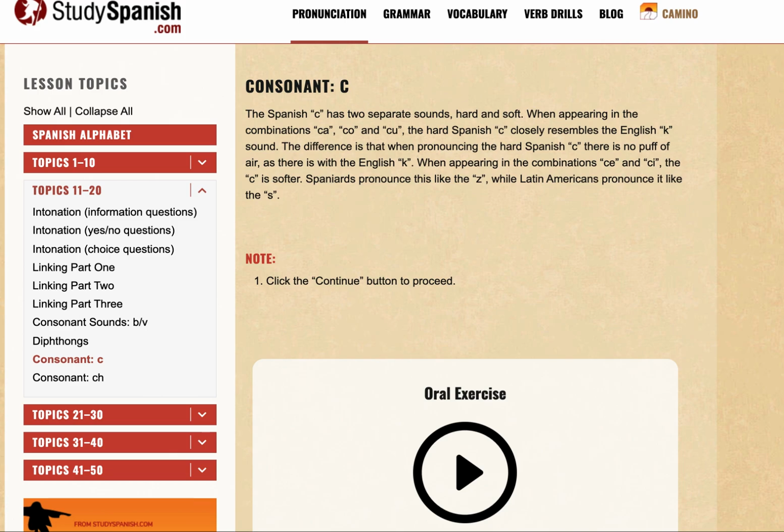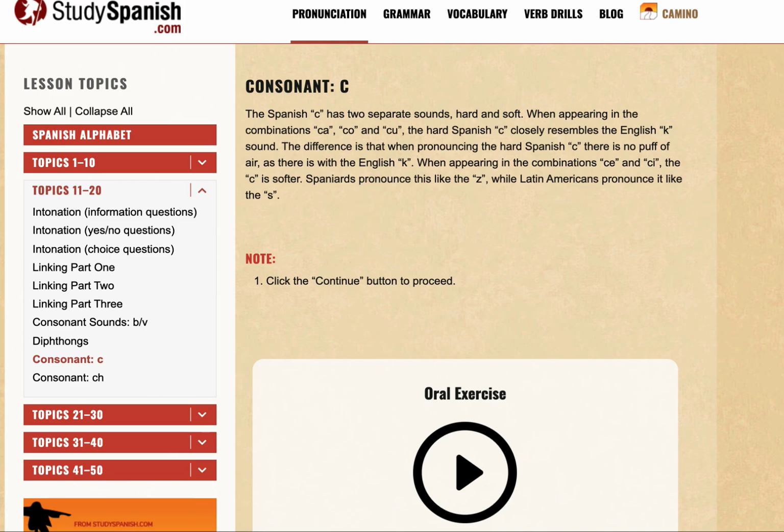When appearing in the combinations CA, CO, and CU, the hard Spanish C closely resembles the English K sound. Okay, that's interesting. The difference is that when pronouncing the hard Spanish C, there is no puff of air as there is with the English K.